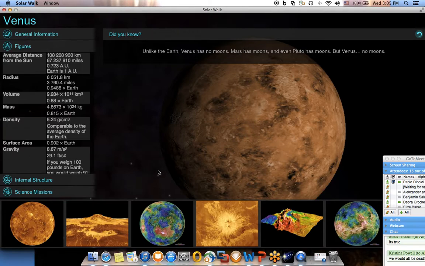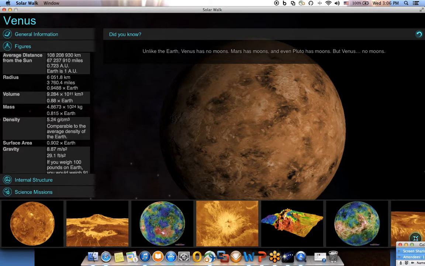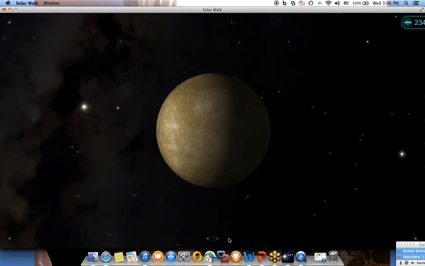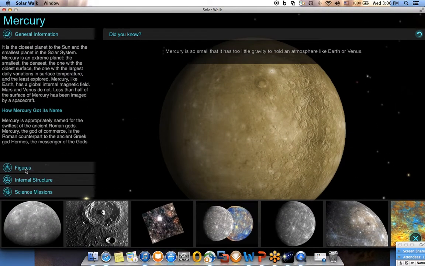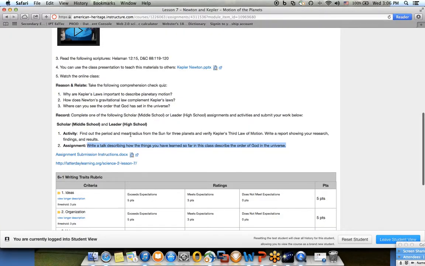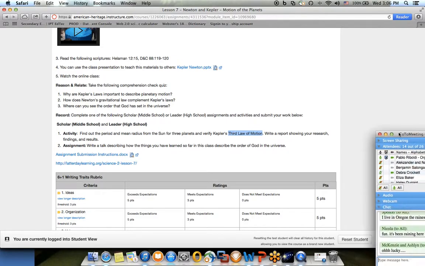If you do that for another planet, okay, so you go and find another planet. So let's say we go now to Mercury and find that information for Mercury. All right, so now here we have the distance and the length of year. So we also square that and we cube this and divide one by the other. See if you come up with the same number. Are these really proportional? Okay, so that is what the assignment is when it says to verify the third law of motion. And you can write a report on that.